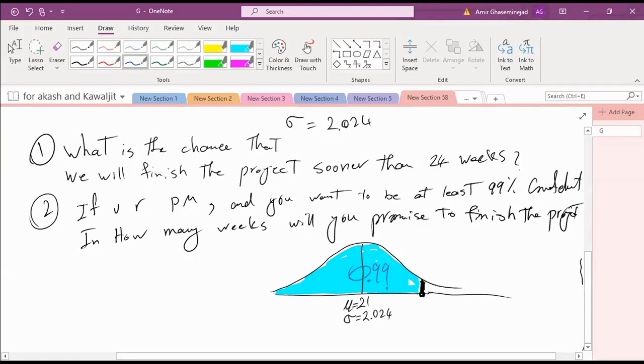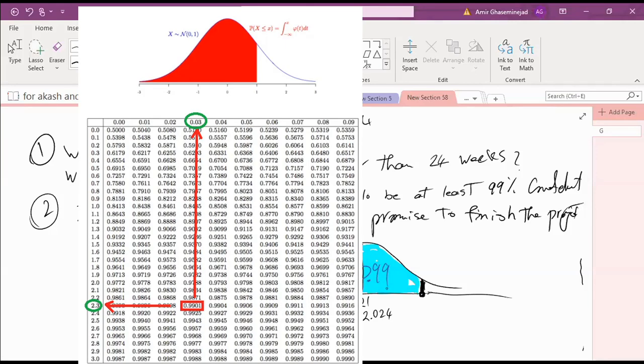So please go to the normal table on page 397 and find the closest number to 0.99. Is it 2.57? 2.33? Yeah, 2.33. We can say 2.32 is less than what we want, but 2.33 is a little bit more than what we want, and we want to satisfy our promise. So we go to Z equal to 2.33, not 2.32, because 2.32 is less than 99%.